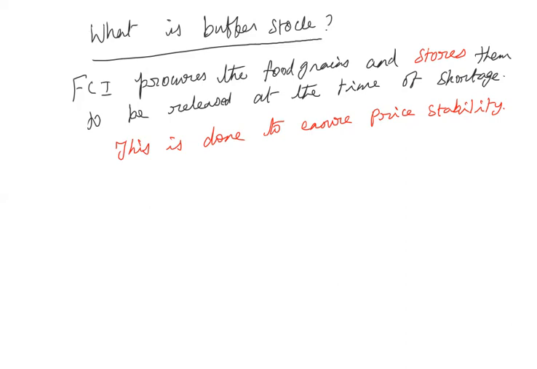And whenever there is a shortage, the FCI releases from the buffer stock so that the price will not go too high, and again the price will maintain that equilibrium level. So through that way, the consumers will also be benefited. These are the two operations mainly done by the FCI.